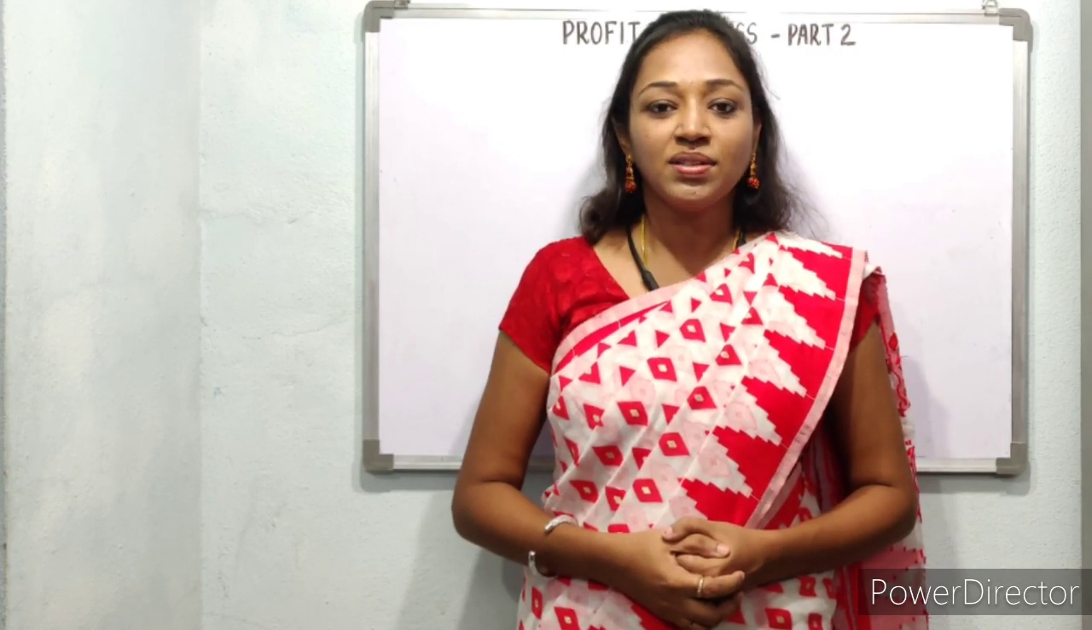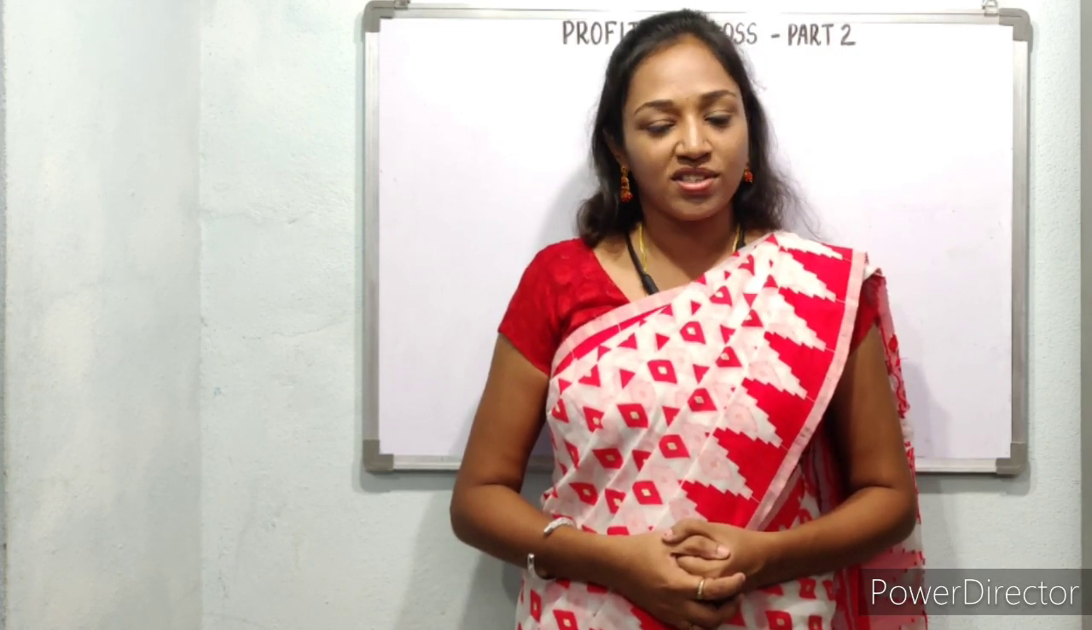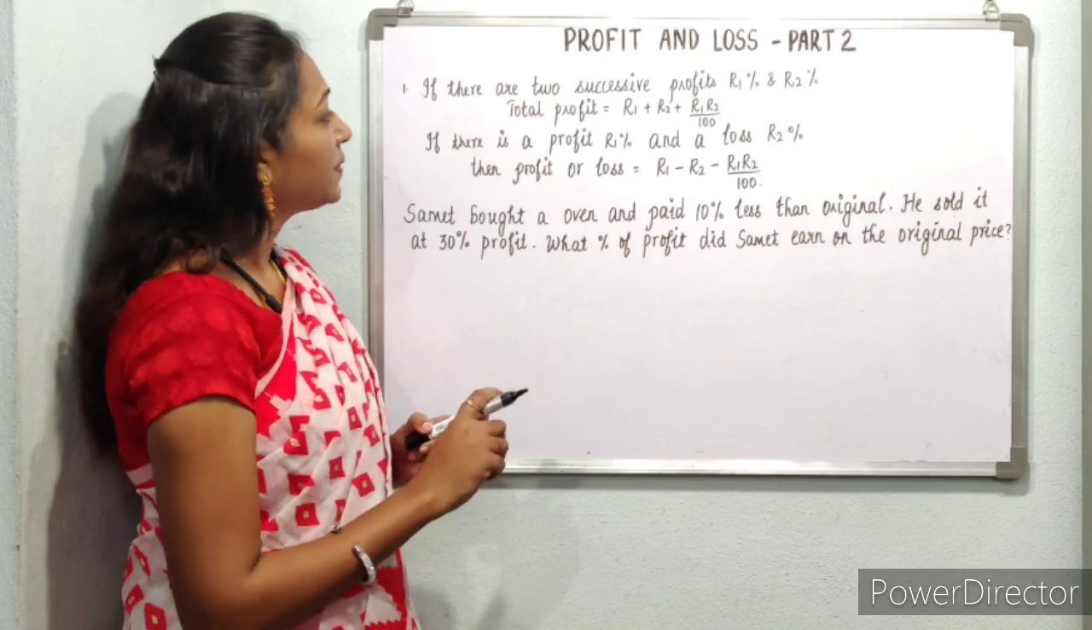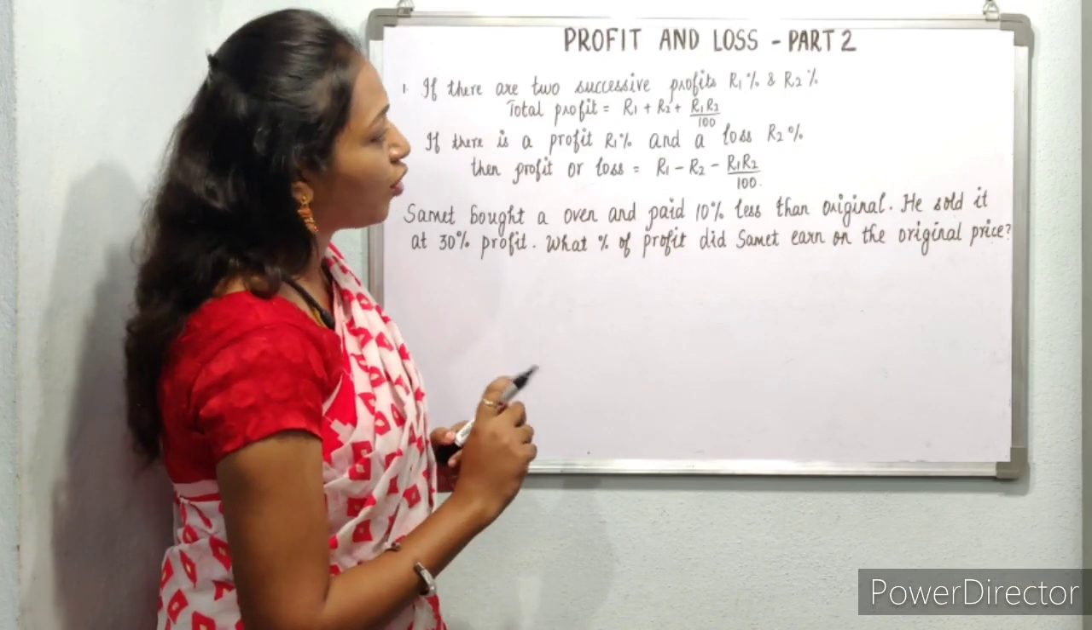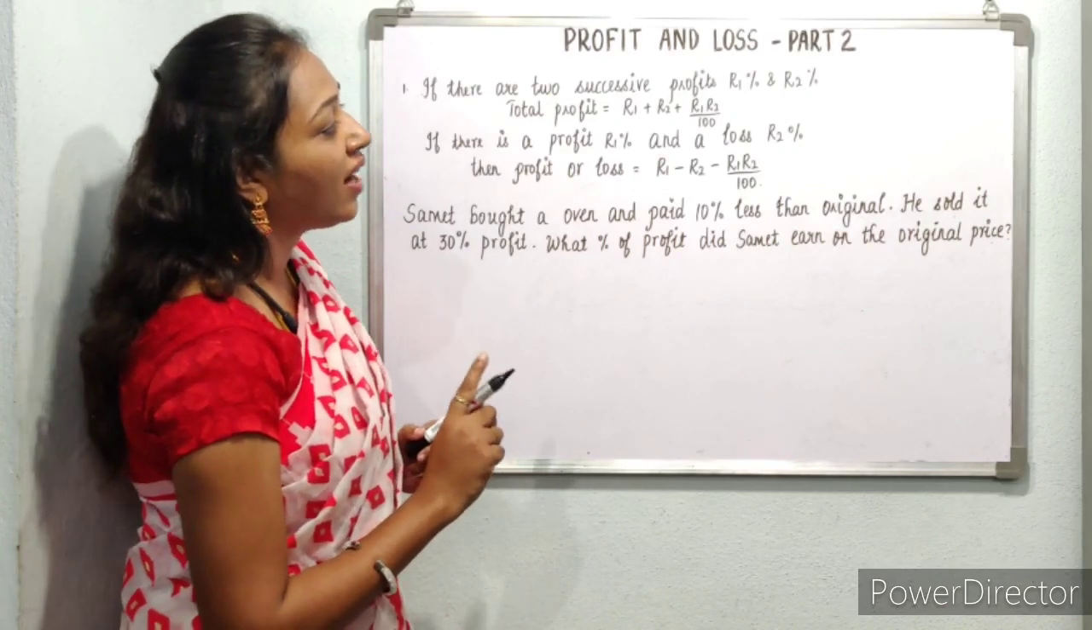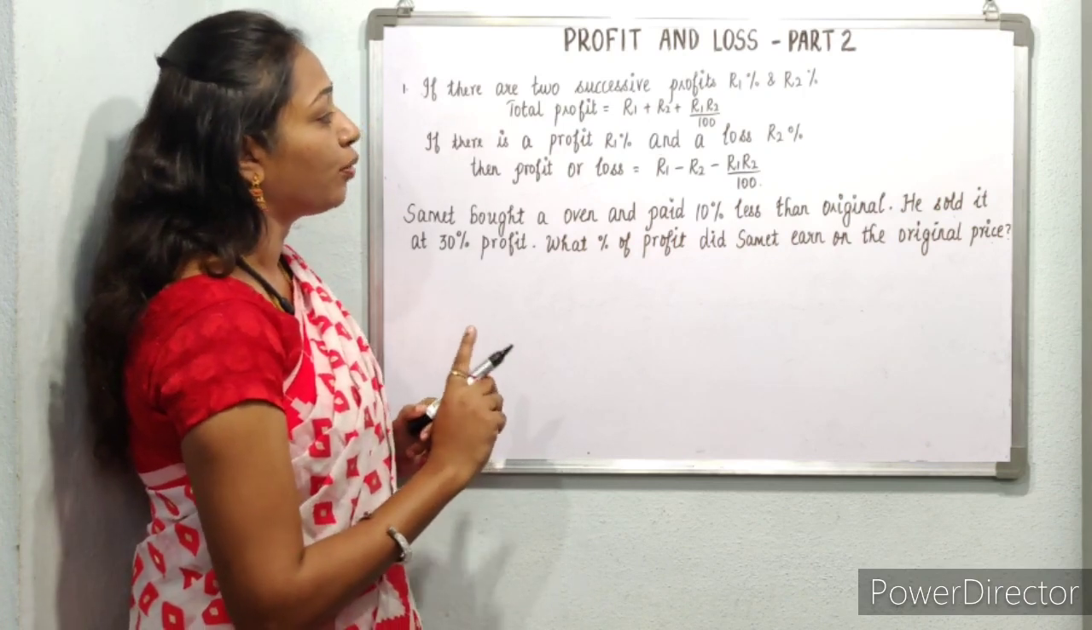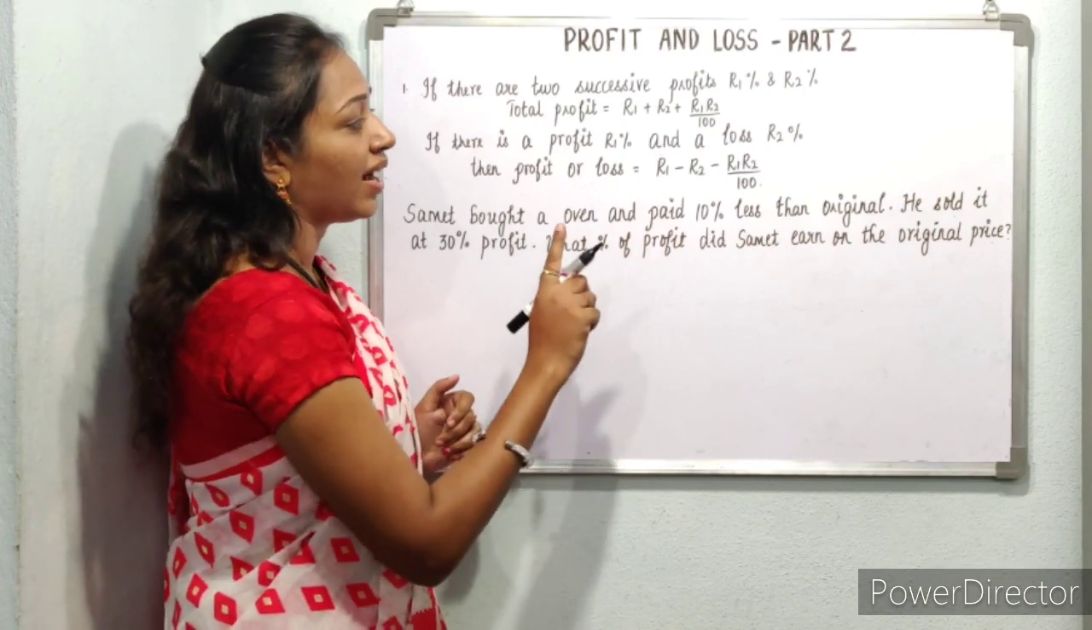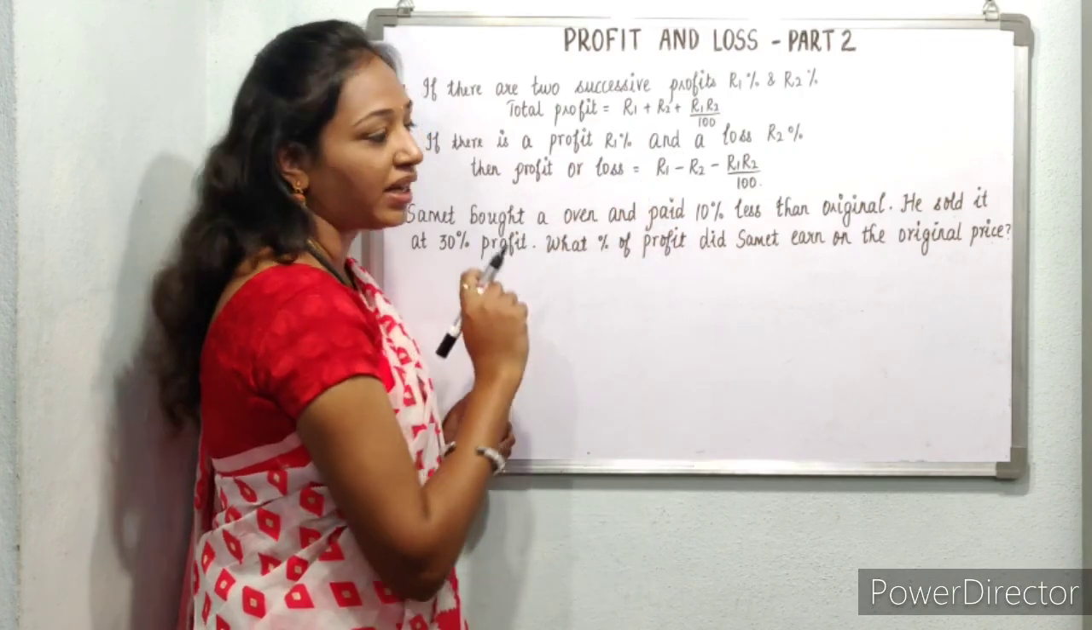Now let's start the part 2 of profit and loss. The first formula is if there are two successive profits, R1 percentage and R2 percentage, the total profit is R1 plus R2 plus R1 R2 divided by 100.